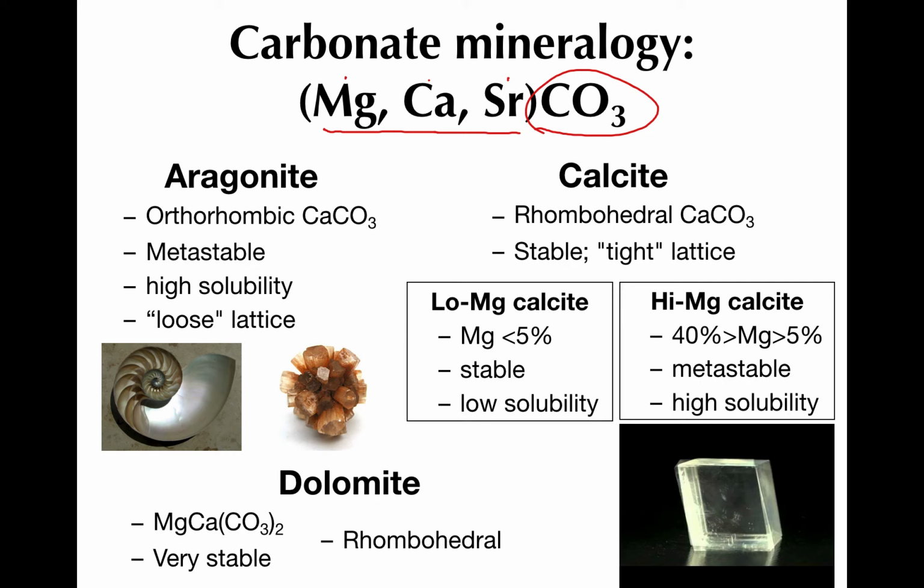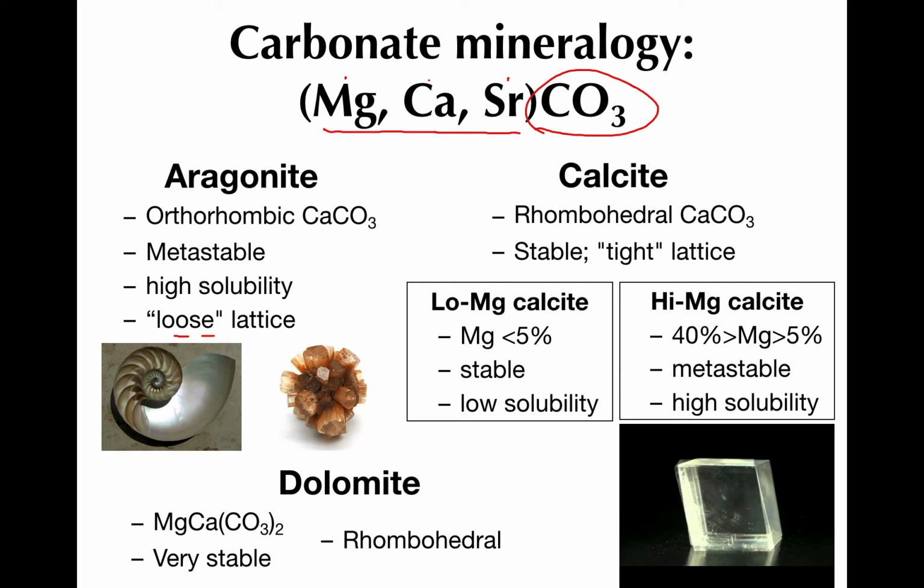There are three basic carbonate minerals that precipitate in sedimentary environments. These are aragonite, calcite, and dolomite. They differ in terms of their structure, their composition, and also their solubility. Aragonite is orthorhombic, which means it's got a loose crystal lattice, and it's soluble enough that it's considered metastable, meaning that over geologic timescales it will convert to calcite.